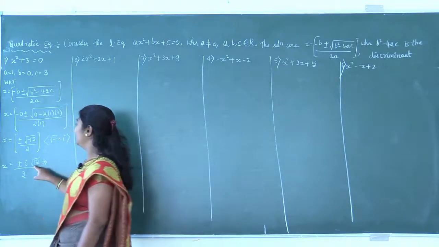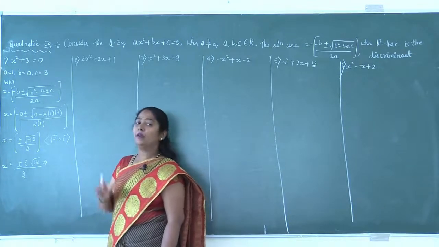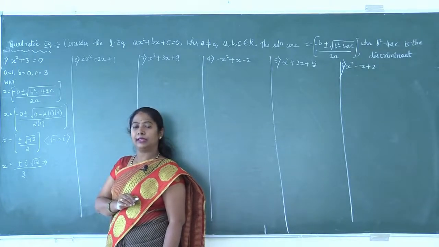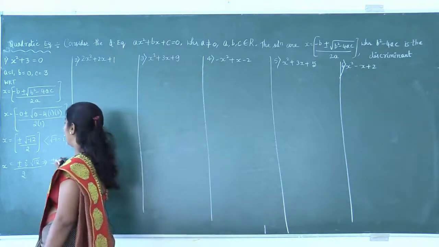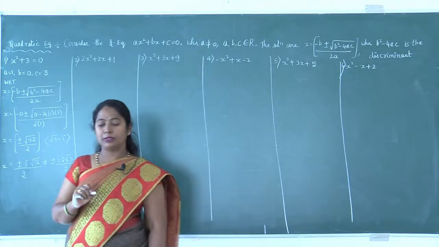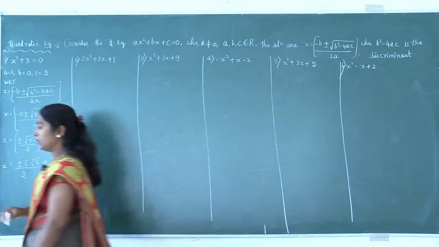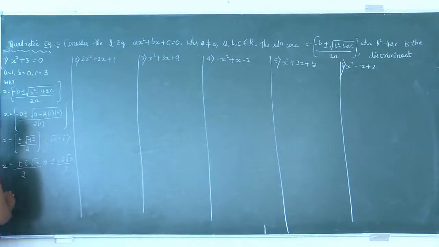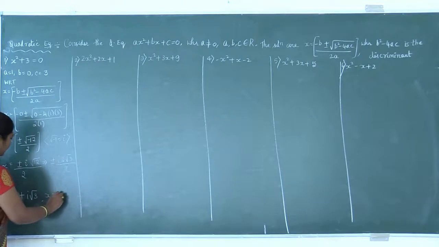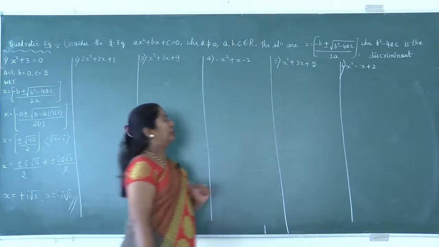Now proceeding further, can I write root 12 as root 4 into 3? Yes. What is the square root of 4 into 3? That is nothing but 2 root 3. So it is plus or minus i into 2 root 3 divided by 2. 2 and 2 get cancelled. So what are the solutions here? x is equal to plus i root 3 is one solution, and one more solution, x is equal to minus i root 3. This is the required solution.